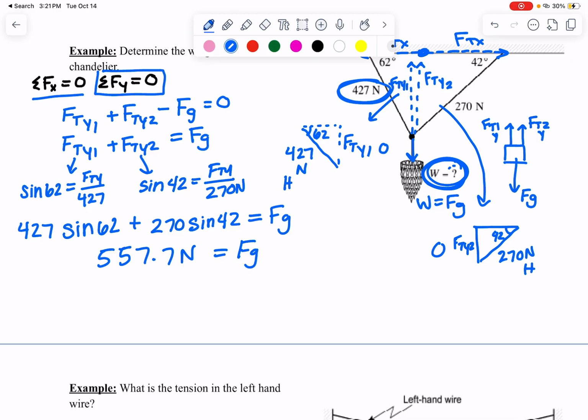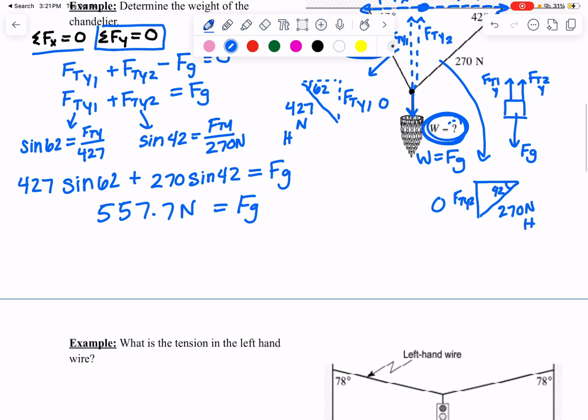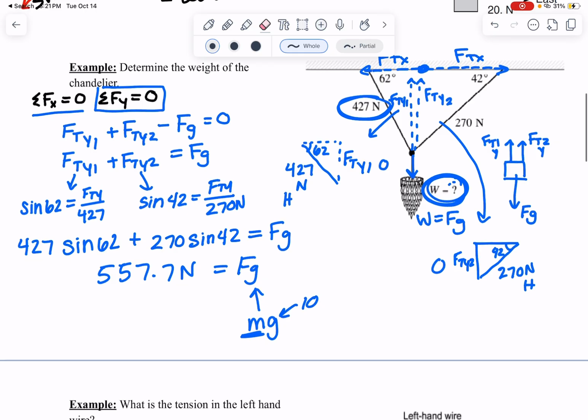Now this is a really great question. It's very similar to station 2 that you're going to be doing in your activity. But one thing you'll notice about station 2 is it asks you for your mass. So you see that this is FG. Well, FG we know is equal to mg, and g is going to be 10. So you could find the mass of that chandelier too. You'll find the mass of the mass that's hanging from the 2 spring scales. So just keep that in mind. So there's that one.